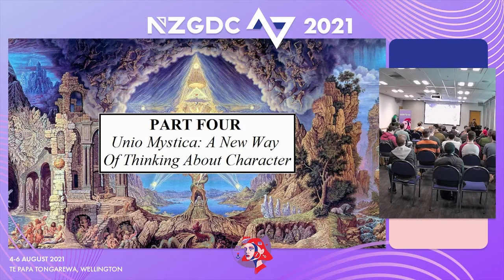Cool, so we've got that out of the way, and now we're going to talk about character, and this is the second part of the player and pentacle model, and it's what I call unio mystica, which means mystical union, and it comes out of this folkloric concept of two souls becoming intertwined together.